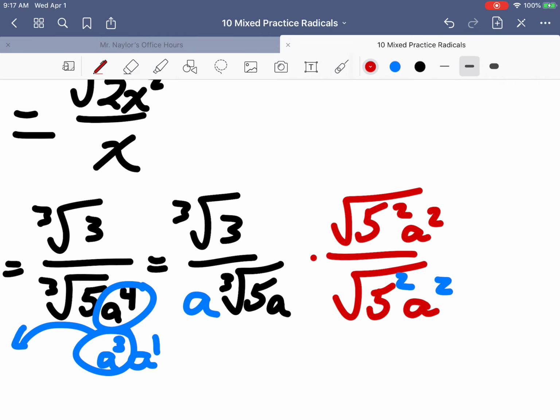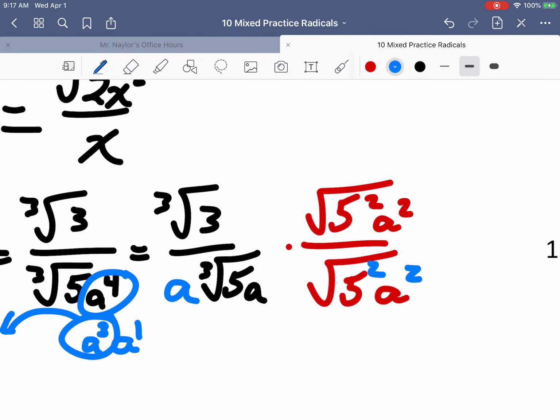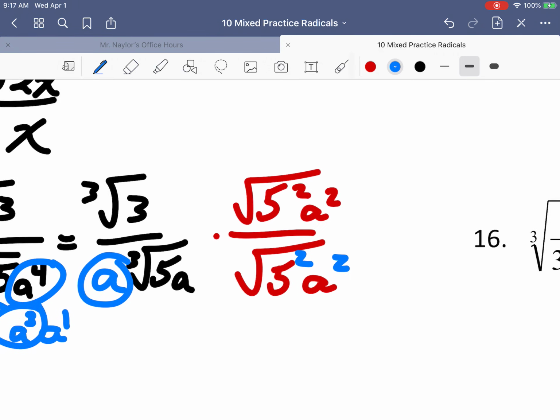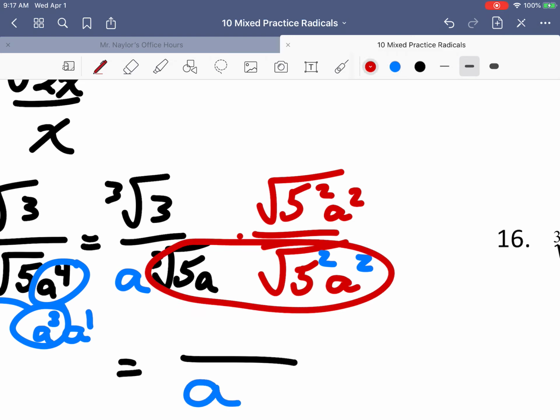Now, what happens in the denominator? Well, first of all, this blue a just carries through, so I'm going to write it down again. But all of this stuff we did here is going to cancel to just be 5a, because we end up being able to cancel the 3's. So if you look at your denominator carefully, you can see that you're going to end up with 5a squared.